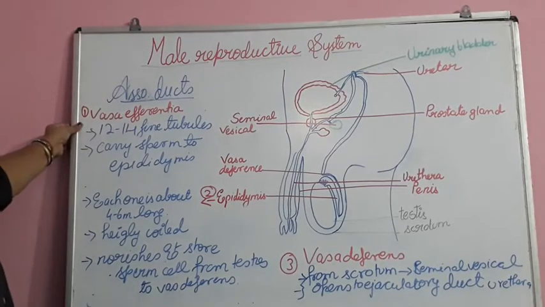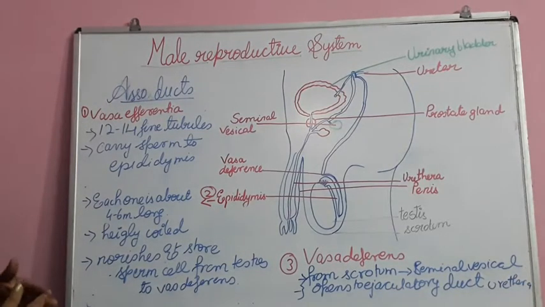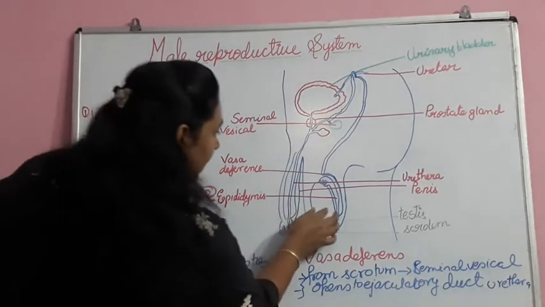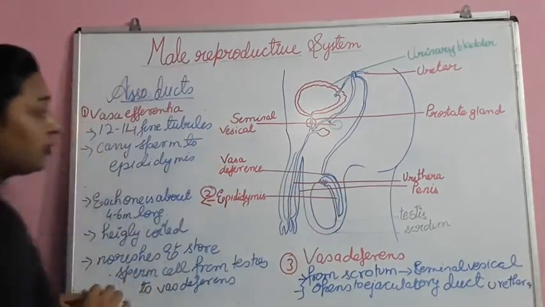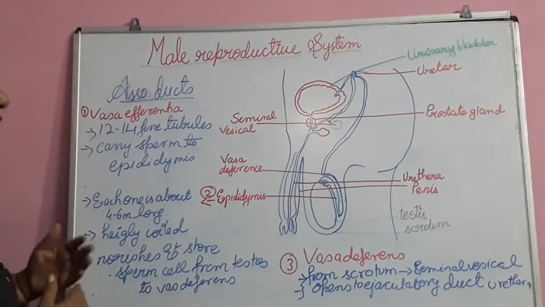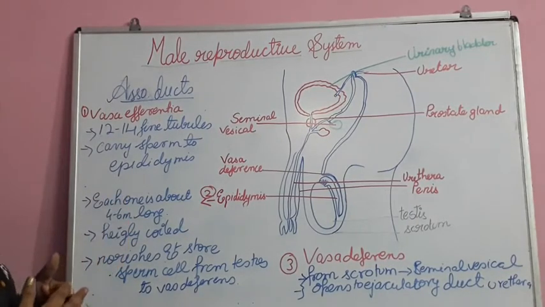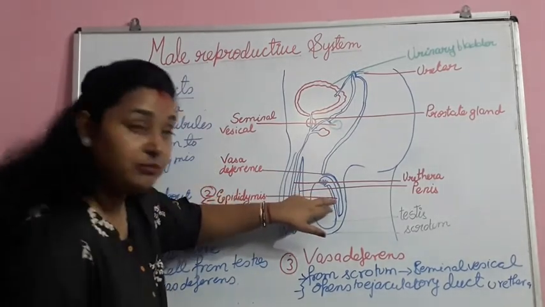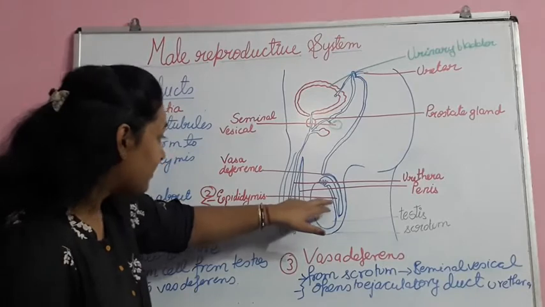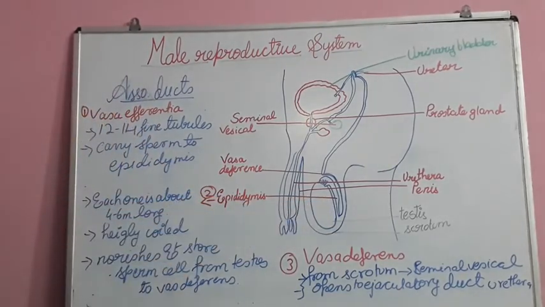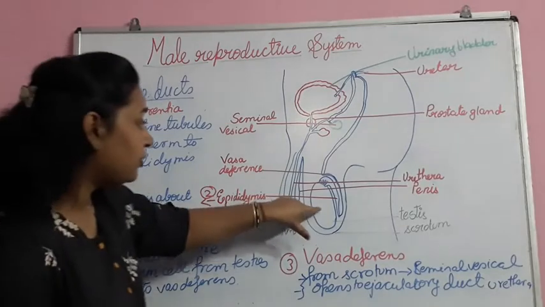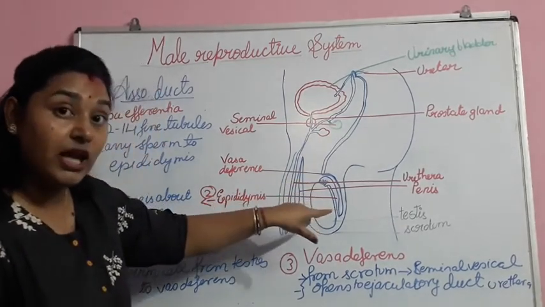The first duct which you can see is the vasa efferentia. The vasa efferentia is exactly over here, close to the scrotum and close to the testes, so that it can transfer the sperm cells. There are about 12 to 14 fine tubules, and these fine tubules are responsible for carrying the sperm cells to the epididymis. Up to this place, the sperm cells are carried by the vasa efferentia. So from the seminiferous tubule to the vasa efferentia and then to the epididymis.